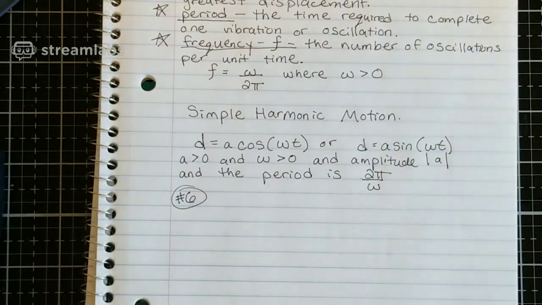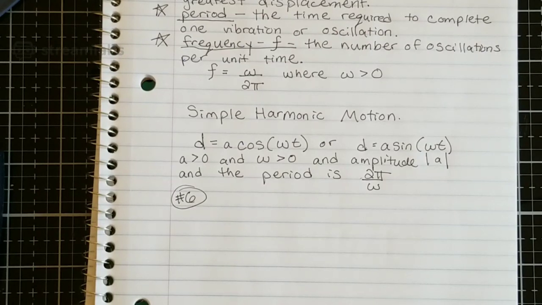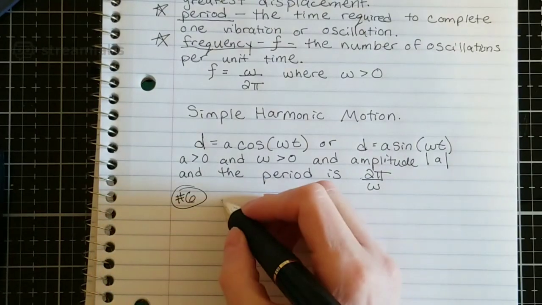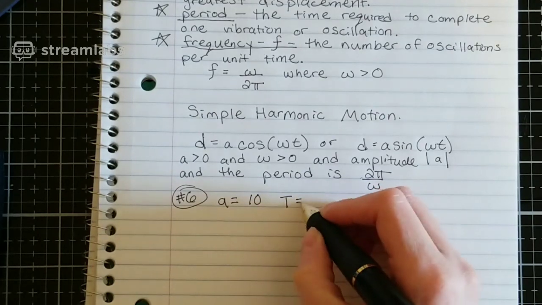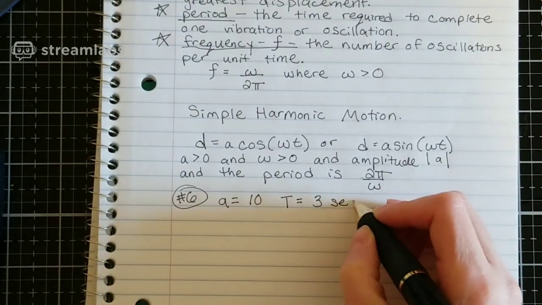Alright, so it says an object's attached to a coiled spring. It's being pulled down a distance from its rest position and then released. Assuming that the motion is simple harmonic with period T, develop a model that relates the displacement d of the object from its rest position after t seconds. Also assume that the positive direction of the motion is up. Alright, so we have that A equals 10 and capital T is 3 seconds.